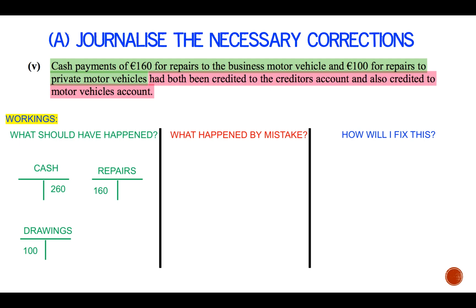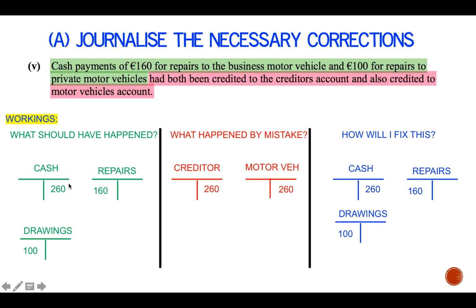So what happened by mistake? They were both credited to the creditor's account and also credited to the motor vehicles account. So when we say they were both, that is €260 there, credited to the creditor account and credited to the motor vehicle account. How will I fix this then? I'm going to put €260 on the credit side of cash. I'm going to enter the repairs, the 160, on the debit side, and I'm going to enter the drawings. That's going to fix that there. And now all I have to do is unwind these two. I'm going to put 260 on the debit side of the creditor and 260 on the debit side of the motor vehicles account to cancel those out.